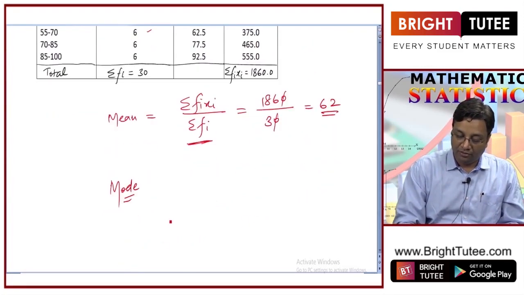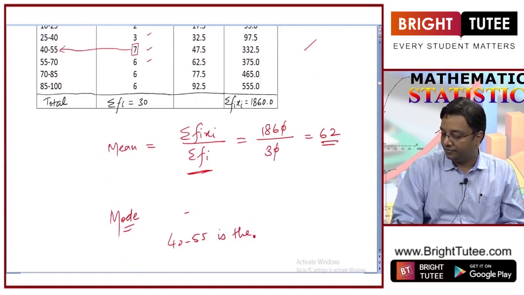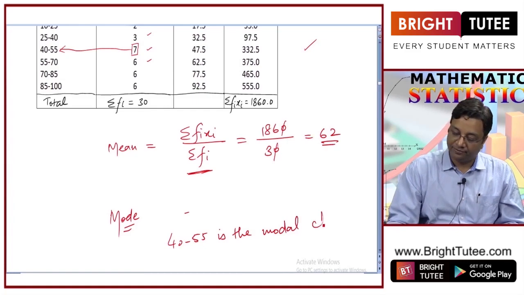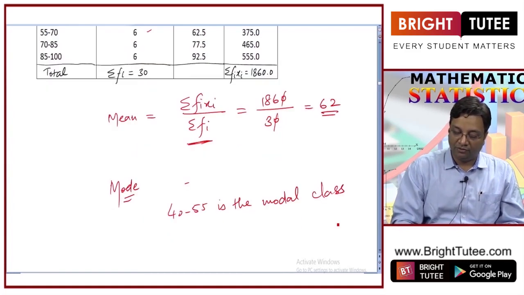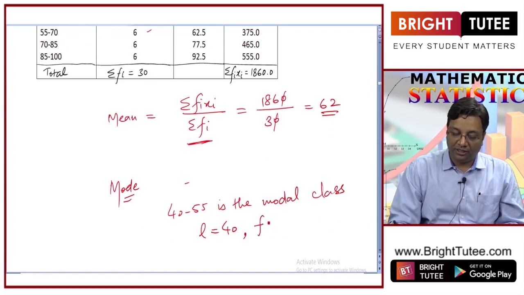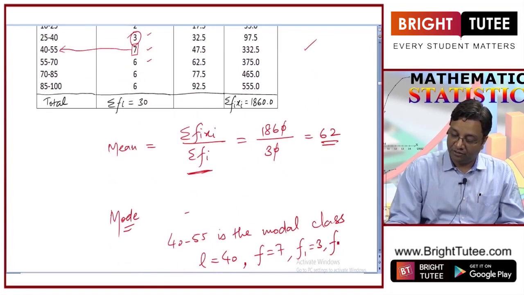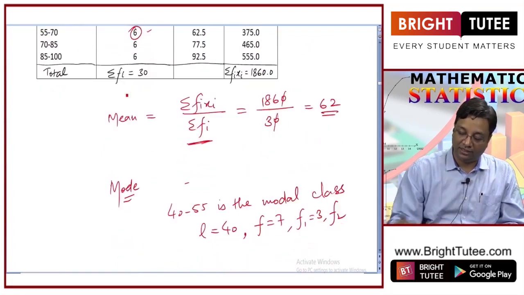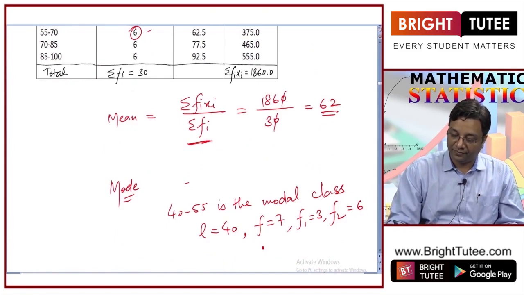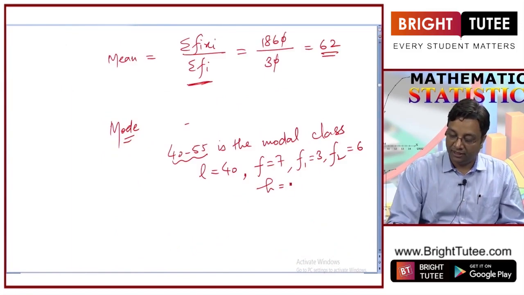So 40 to 55 is the modal class. What information will it give me? L is equal to 40. What is the frequency of the modal class? It is 7. What is the frequency of the class preceding the modal class? It is 3. And what is the frequency of the class succeeding the modal class? It is 6. What is the class length? It is obviously 15, 55 minus 40.